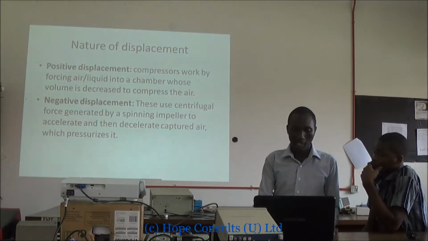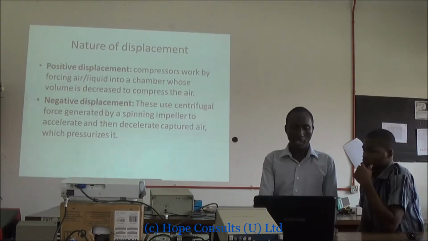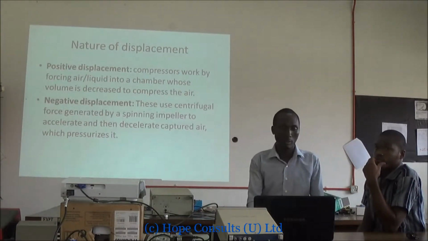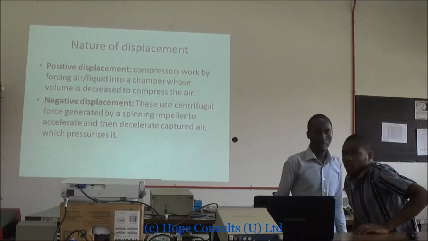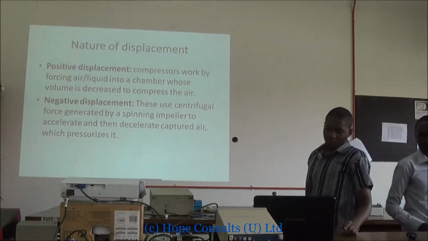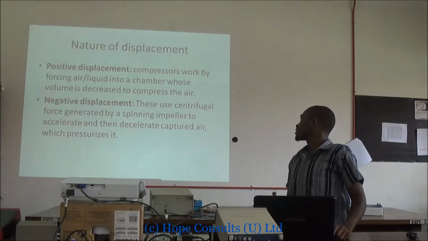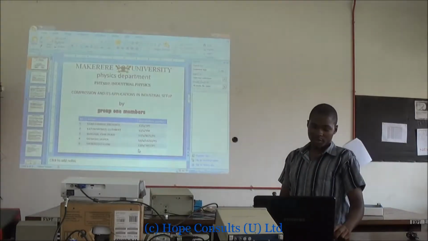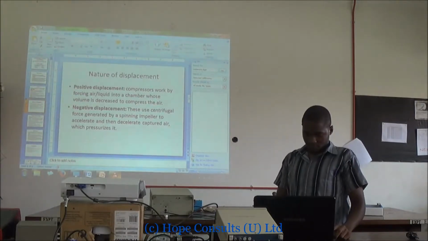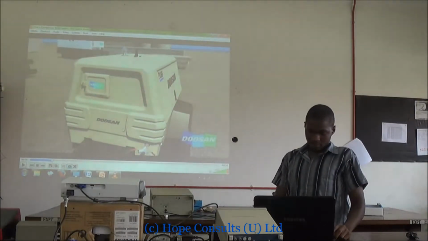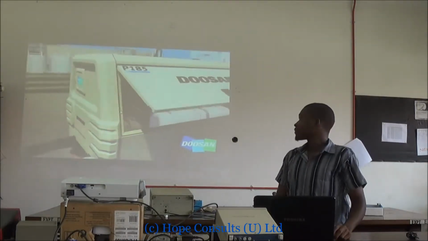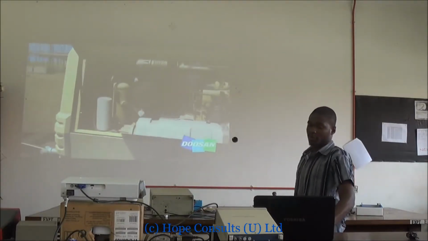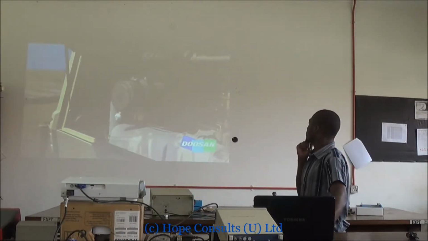One of the colleagues can come and look at the types of compression. But before looking at the types of compression, we can also take a look at how the compressor works, its operation. So that's how the compressor simply operates.